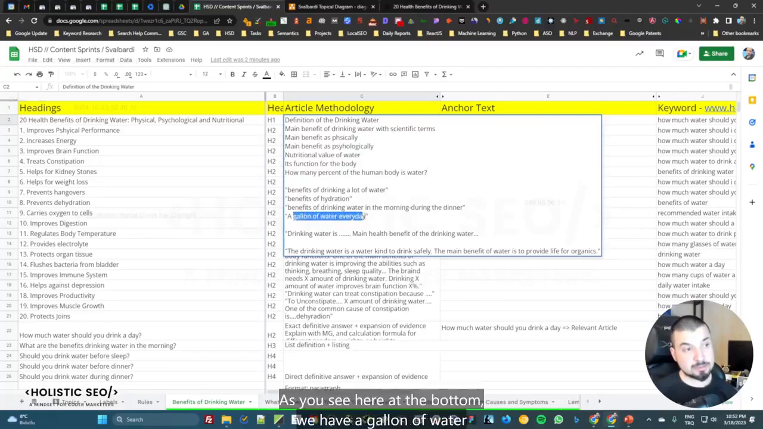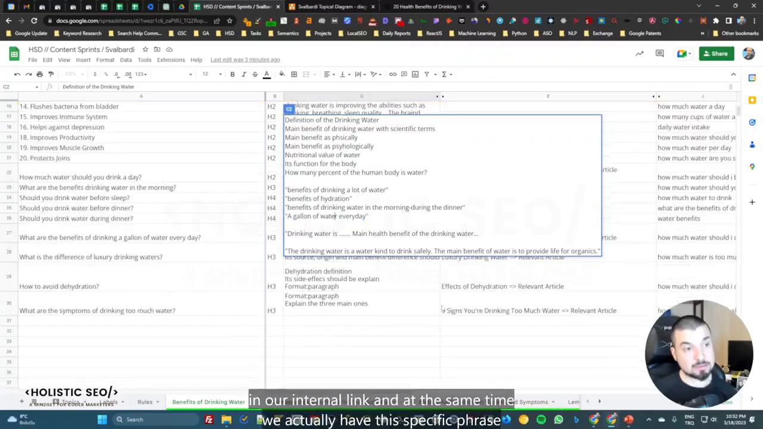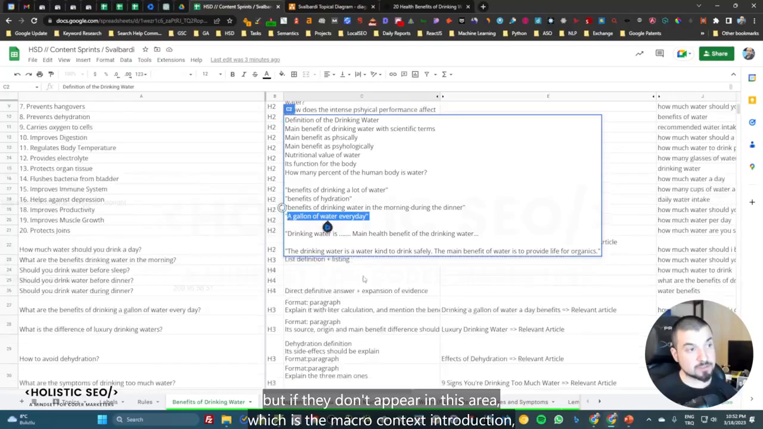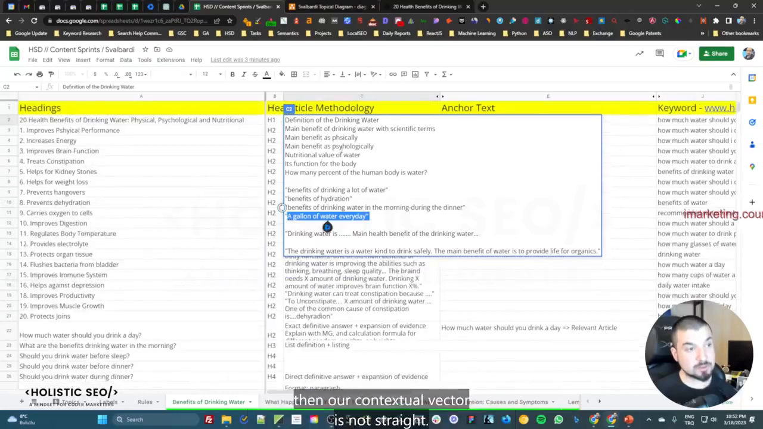As you see here, at the bottom we have a gallon of water in our internal link. At the same time, we have this specific phrase inside our contextual vector, the contextual bridge, and it will appear in this area too. If they appear in this part, but don't appear in this area, which is the macro context introduction, then our contextual vector is not straight.